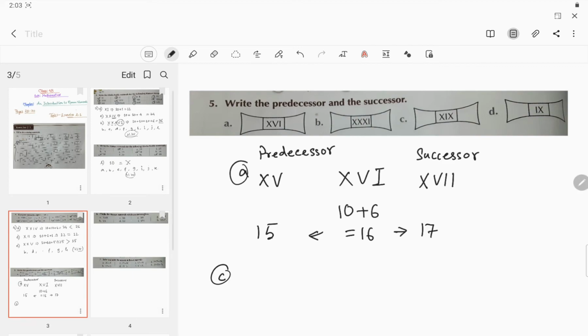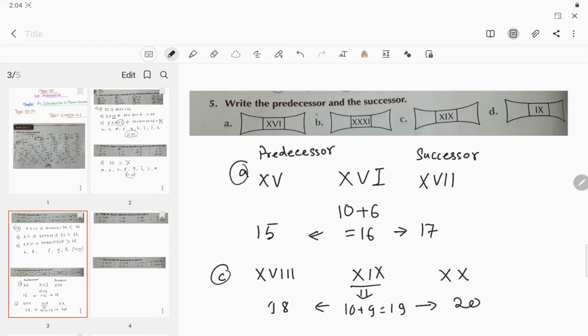And I'm now solving XIX. So this numeral is 10 plus 9, that means 19. So the predecessor of 19 is 18 and the successor is 20. So 18 means XVIII. 20 means X and X. So this is the successor and predecessor of the numeral XIX, that means 19.